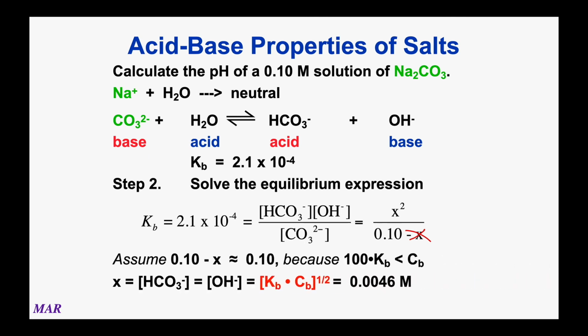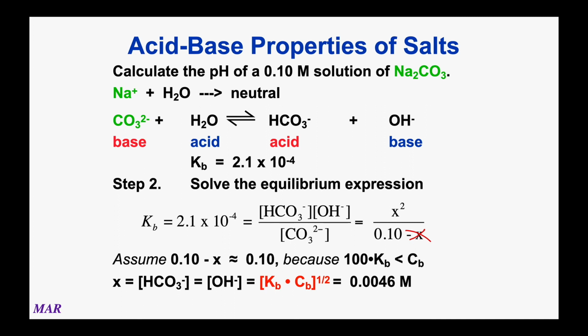Now again, going back on what I just said verbally, you can pull that minus x out because 100 times K is less than C. 100 times 2.1 times 10 to the minus 4 is smaller than 0.10. So in that case, pulling out the minus x, hydroxide equals the square root of Kb times Cb. That comes out to be 0.0046.